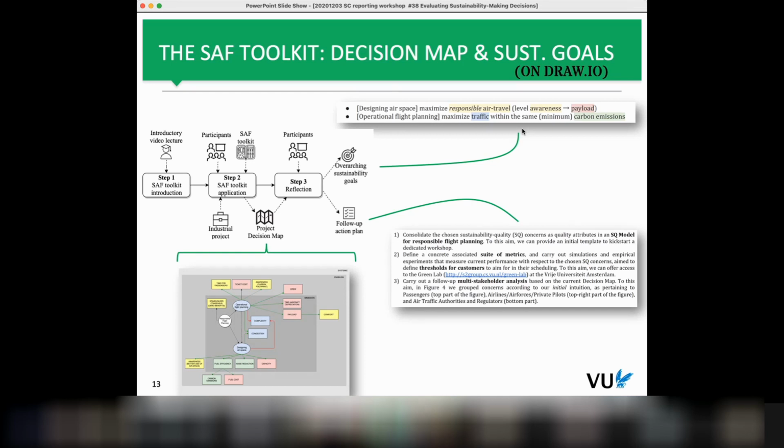The second goal, which relates to the feature of operational flight planning, would be to maximize the traffic in the new airspace with the same minimum carbon emissions. So basically, we can, for instance, measure how the new planning with the software features can minimize the carbon emissions and squeeze in the same airspace more, let's say, traffic.